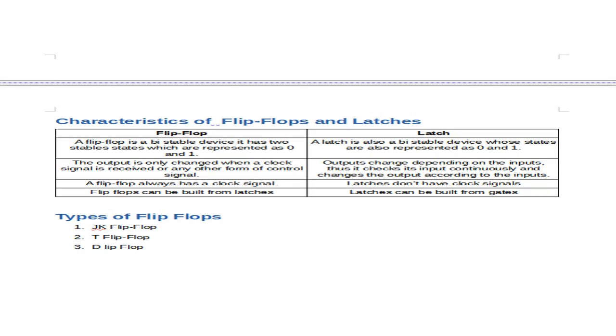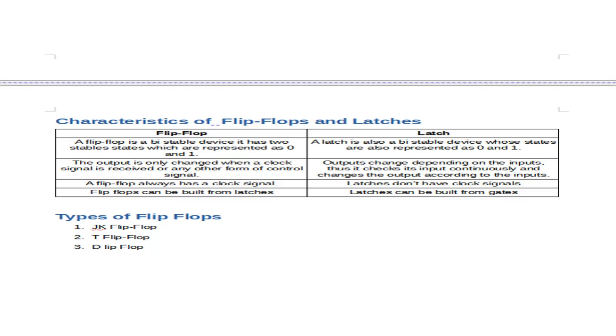These are the characteristics of flip-flops and latches. A flip-flop is a bistable device that has two stable states, which are represented as 0 and 1. A latch is also a bistable device whose states are represented as 0 and 1. The output of a flip-flop only changes when the clock signal or some other control signal is received.